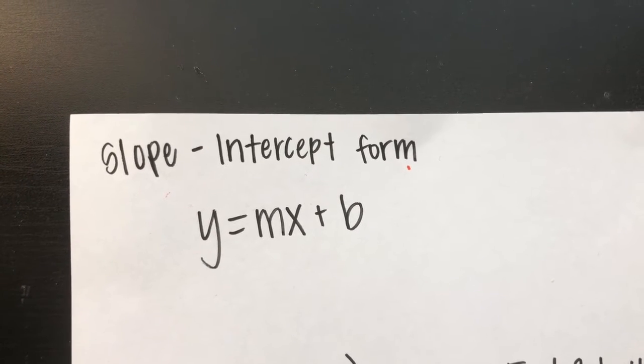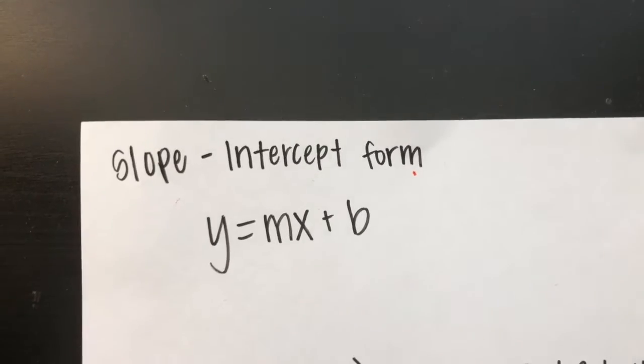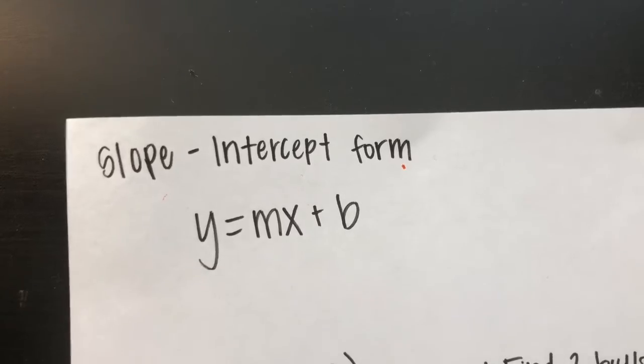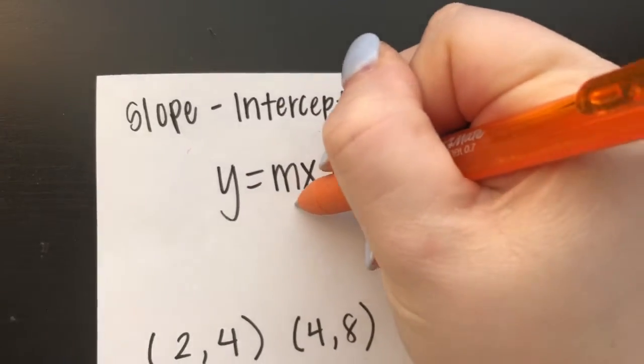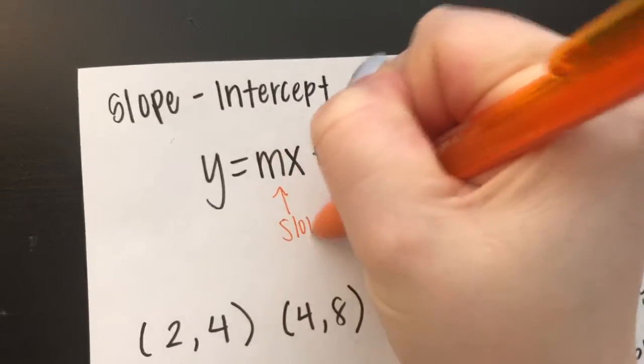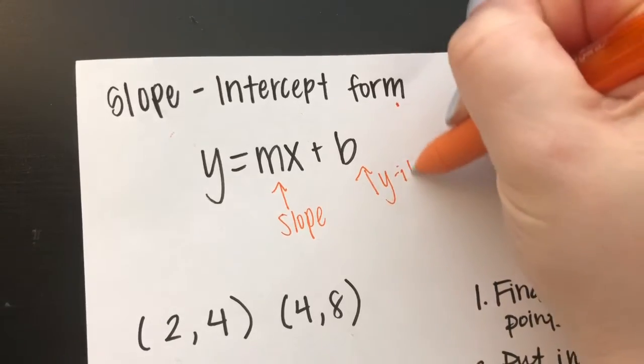And so today we're going to talk about slope-intercept form. And so slope, we all know what slope is, hopefully. If not, we're going to be refreshed right now. And slope-intercept form is y equals mx plus b. And in this form, m is your slope, and b is your y-intercept.